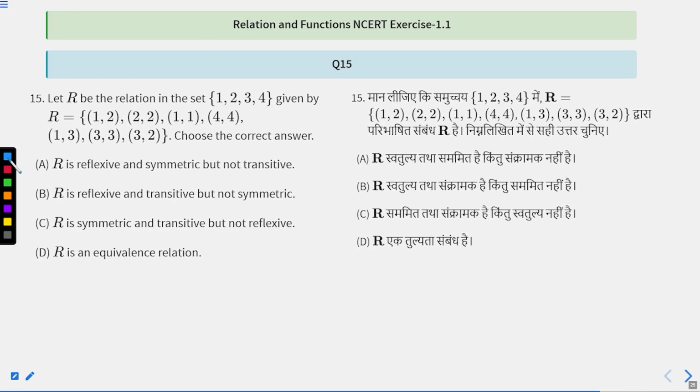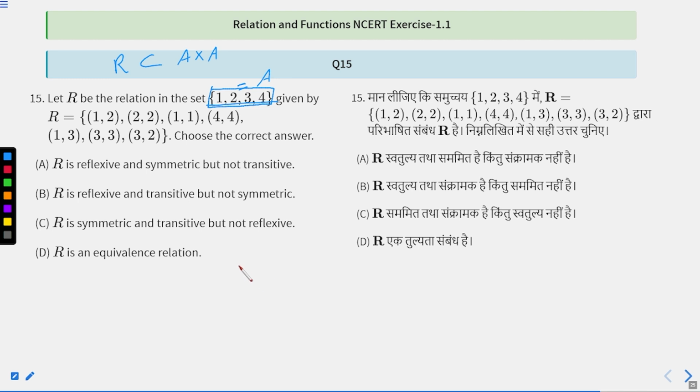Now question 15. What does it say? My relation R is from this set to this set. Let me say this set is A, so this means R must be a subset of A cross A. A is this. Now the relation is given by this. So we need to choose the correct option. In the options we are asked whether it is reflexive, symmetric or transitive. So let us check all.